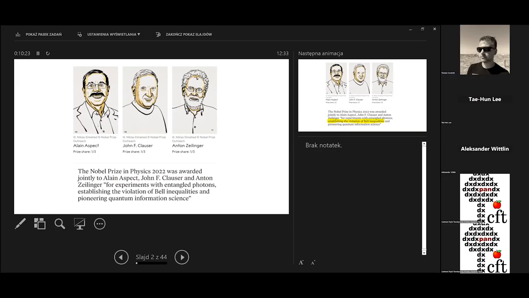Okay, so I think this year's Nobel Prize in Physics was awarded, as you know, to Alain Aspect, John Clauser, and Anton Zeilinger for experiments.